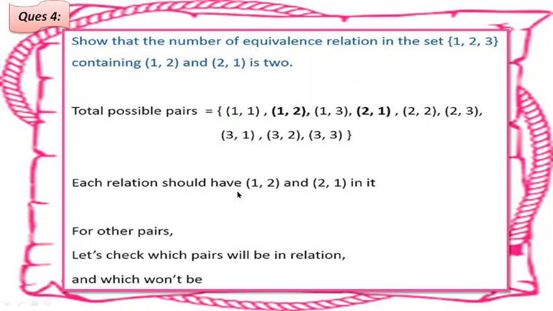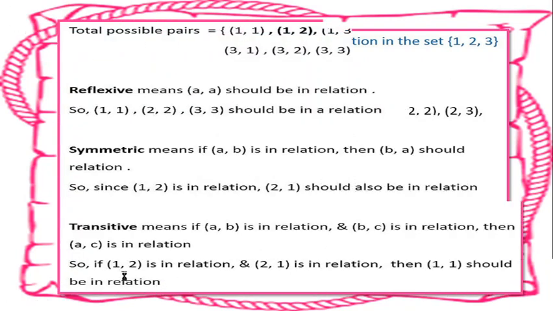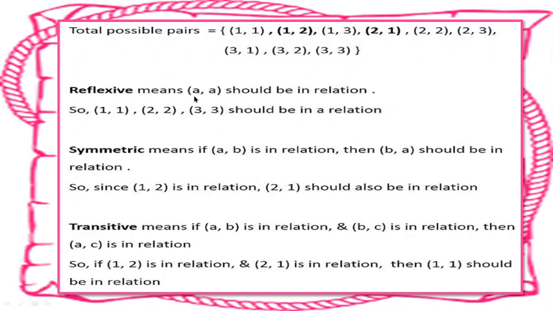Now each relation should have (1, 2) and (2, 1) in it. It is given in the question only, containing (1, 2) and (2, 1). We should have these two ordered pairs. So each relation should have these two ordered pairs. For the other pairs, let's check which pairs will be in the relation and which won't be. Total possible pairs are these.